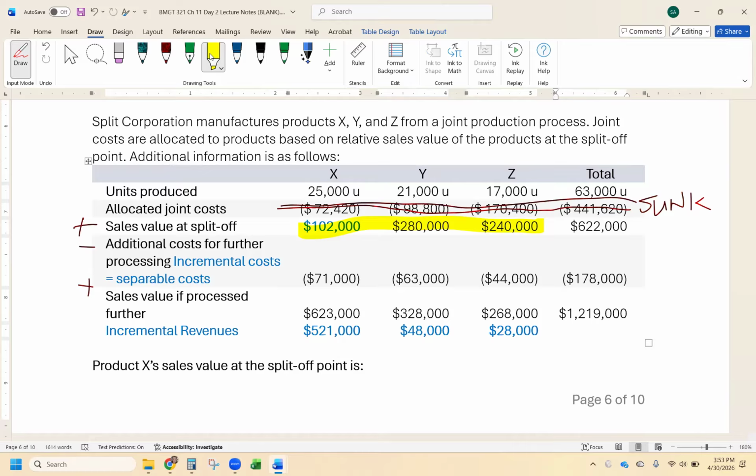Y, we can spend $63,000 to make an extra 48. Yeah, also a bad deal. Don't do that, because we'd lose money if we sell Super Y. Super X, we spend 71 to make 520. Okay, yeah, obviously that's the one we want to do. That's the right choice. That's the best option.